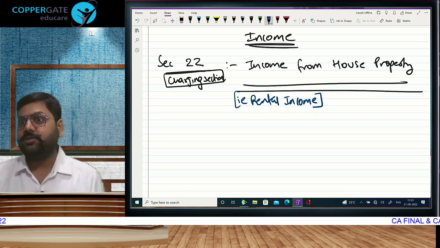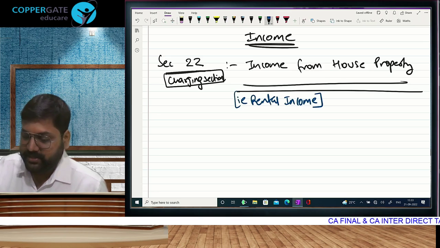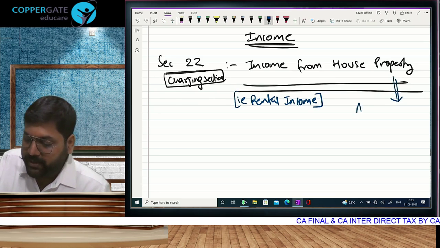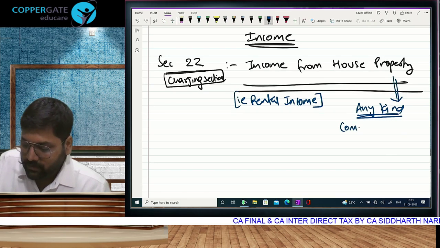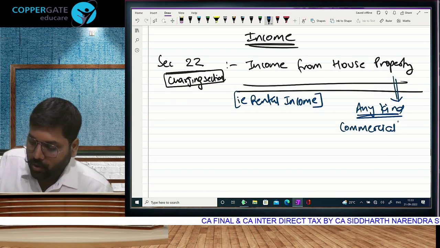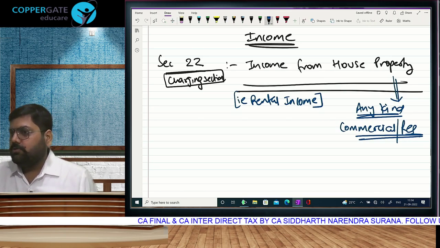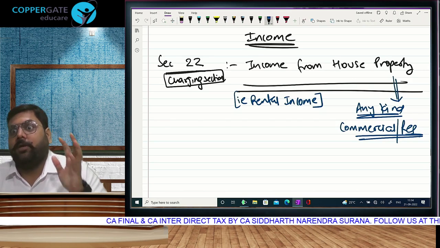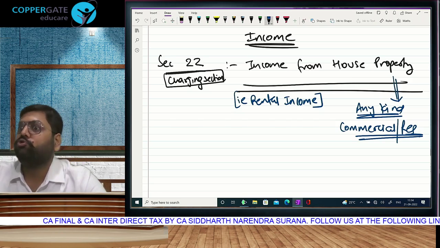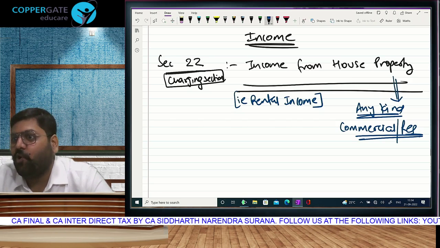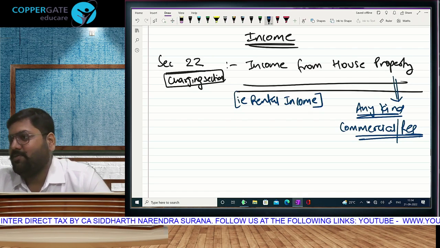If you open section 22 of the Income Tax Act and start reading the law, it says property of any kind, whether commercial or residential. So the section is saying house property, house. But when you actually read, it is not only a house. It can be an office also, because it is residential or commercial.